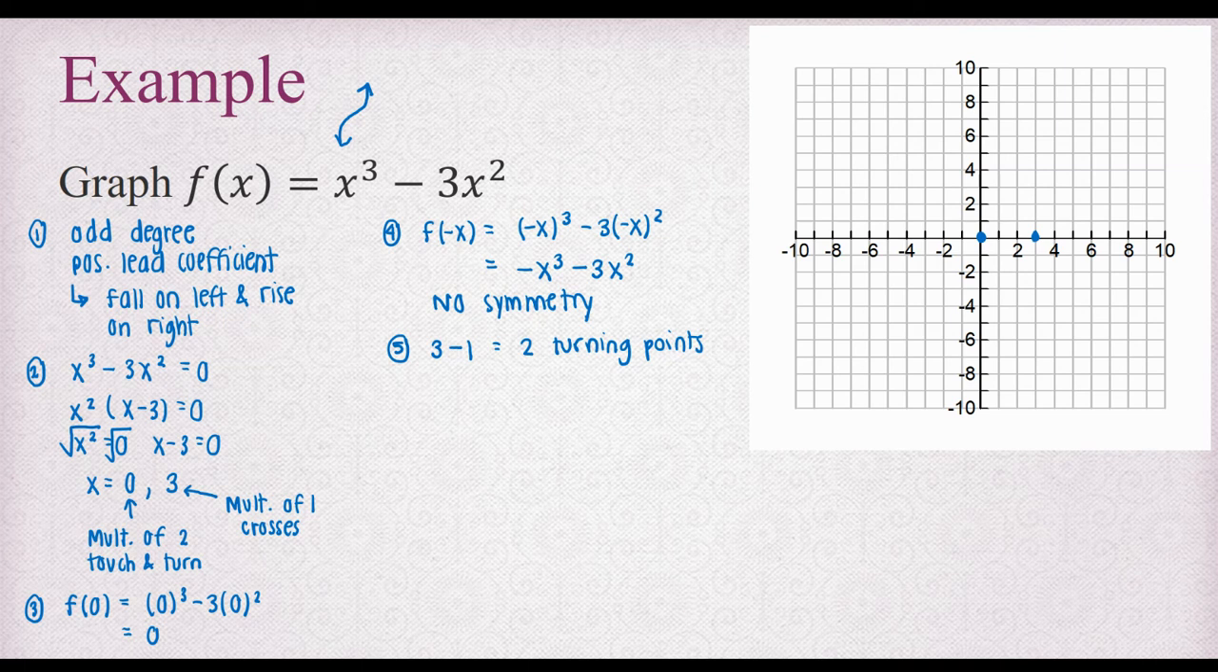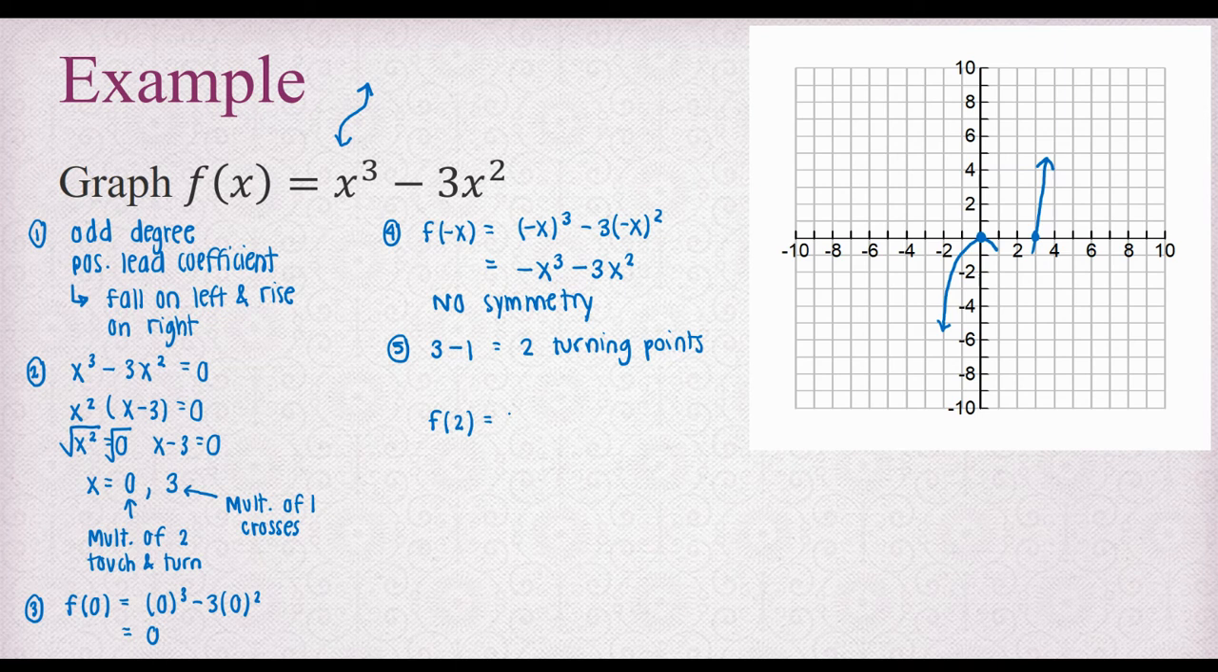We already know how it's going to be on either side. I know I'm going to fall on the left and rise on the right. I know that I want to touch and turn at the 0. So I know that since the left side's falling, I'm going to be touching and turning. So I don't know how far back down I'm going to go, but I know it's going to cross through 3, 0, and it's going to keep going up. So it might be a good idea if we just test either 1 or 2. I think I'm going to substitute in the number 2.